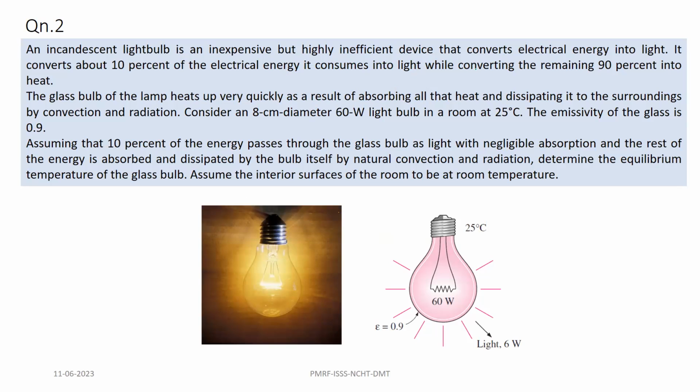So it is an inexpensive bulb that converts electrical energy into light. It converts about 10% of the electrical energy into light, while the remaining 90% into heat. So what is the efficiency of the bulb? It is 0.9. And the glass of the lamp heats up very quickly as a result of absorbing heat, and transfers it to the surroundings by convection as well as radiation. So it says that heat transfer mostly occurs by convection as well as radiation.